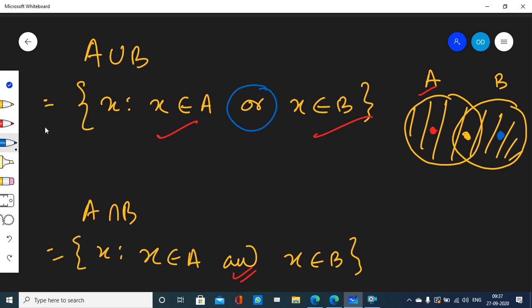But remember, any element which does not belong to either of A, B, right? Any element which does not belong to either of A, B, if it is entirely outside, then those elements do not belong to A union B, because A union B has only those elements which belong to either A or B, okay, not any outsider element. So remember that.